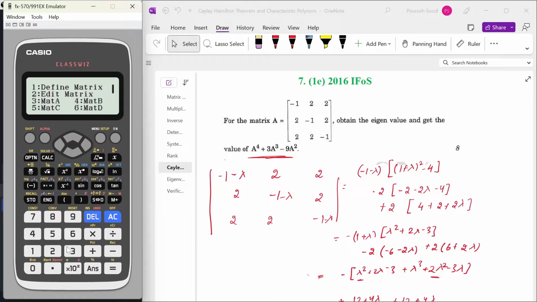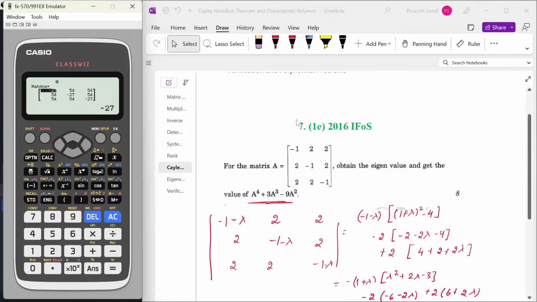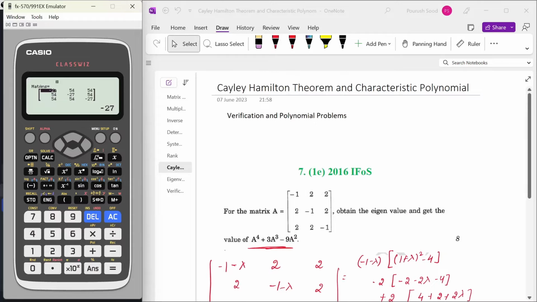So matrix calculation, matrix A now square. You cannot directly raise it to a power greater than 2. So I'm going to do it like this only. Matrix A square, matrix A square, plus 3 matrix A cube, minus 9 matrix A square. So this will give us the actual value of this that we need to find. You need to use the Cayley-Hamilton theorem to find this, and you can verify it using the calculator simply. This is how we can solve or verify the Cayley-Hamilton theorem.